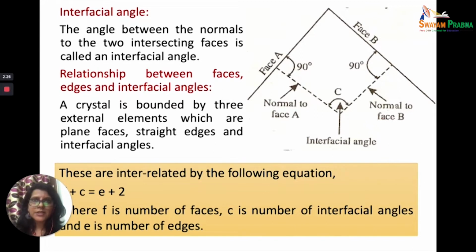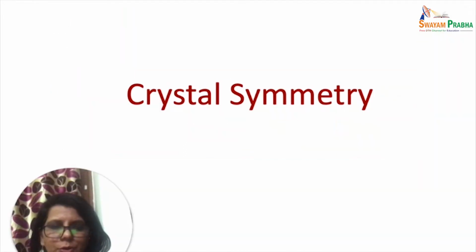Now let's start with the symmetry. Crystal symmetry, or symmetry in a crystal. Now symmetry is a peculiar regularity which is observed in the arrangement of atoms, ions or molecules in a crystal. Now crystals can be classified according to their symmetry aspects. This could help us to understand the molecular properties such as dipole moment, optical activity, and spectral characteristics.